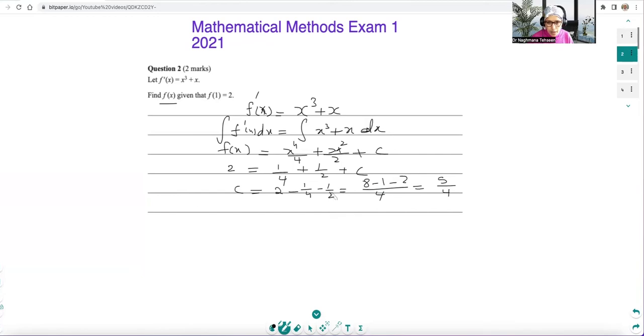So we got that arbitrary constant. So it means now we got f of x is equal to x to the 4 over 4 plus x squared over 2 plus 5 over 4. Because an arbitrary constant means it could have many values there, but given this condition, f of 1 is equal to 2, we could evaluate that particular value of this constant.